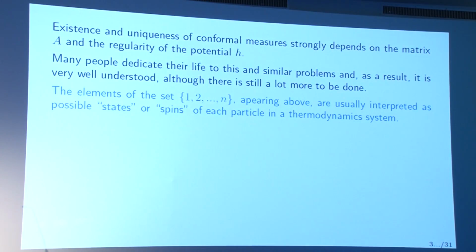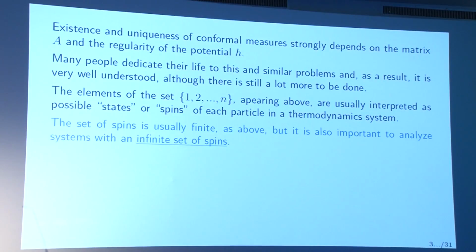Now, the elements of the set 1 to n are usually interpreted in the applications as spins of individual particles in a statistical mechanical system. In the case that we're looking at, we have finitely many spins, i.e. the set 1 to n. But it's often important to look at systems with infinitely many spins. So the question is, how should we generalize the theory to infinitely many spins?